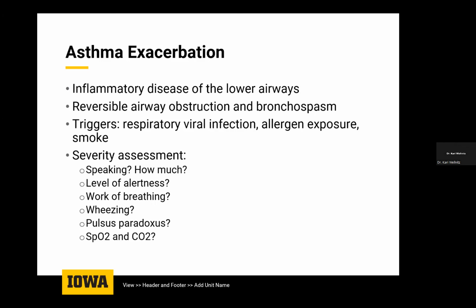Due to the wide swings in intrathoracic pressure while they're breathing, they can have pulsus paradoxus. Sometimes this finding can disappear as they're about to crump. And then also, what are their saturations doing? And if you have the ability to run an i-STAT or check a CO2, that can also be helpful in giving you a sense of their tempo and how they're doing.